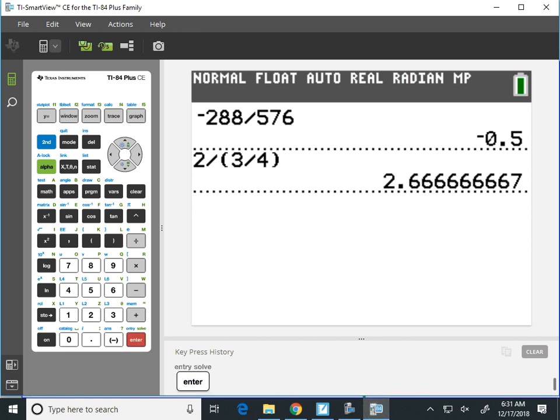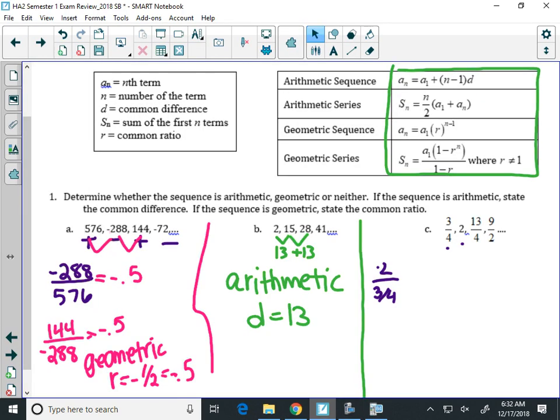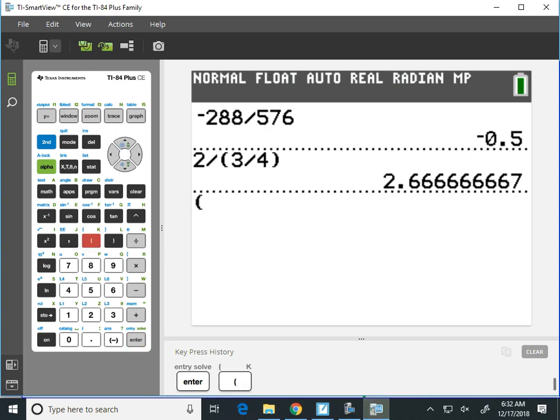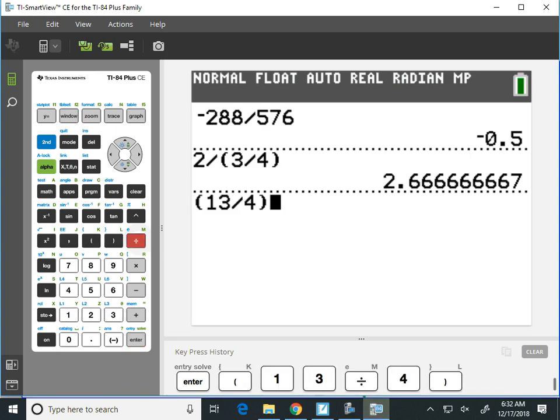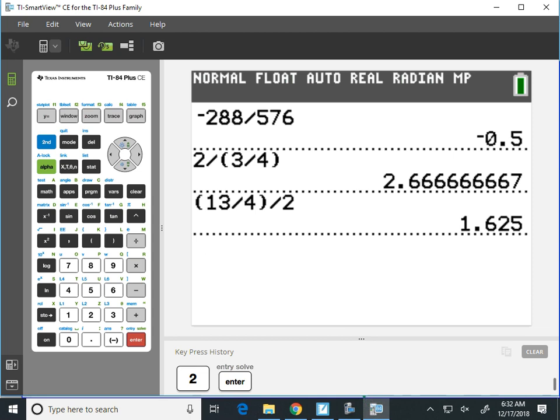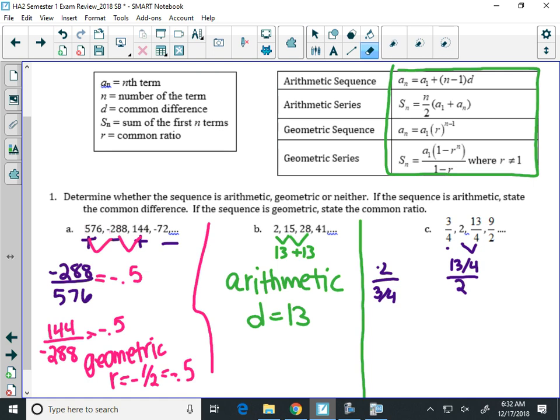Okay, so if this is indeed the common ratio, when I divide the next two numbers, 13 over 4 divided by 2, I should get the same common ratio. So let's see. 13 over 4 divided by 2. Oh, I don't get the same common ratio, so that means that the sequence in C is not geometric. Okay, so we know it's not geometric, but it could still be arithmetic or neither.